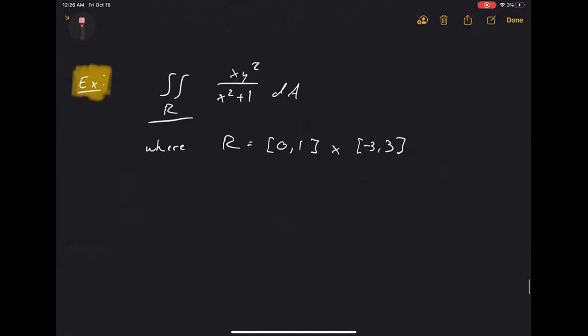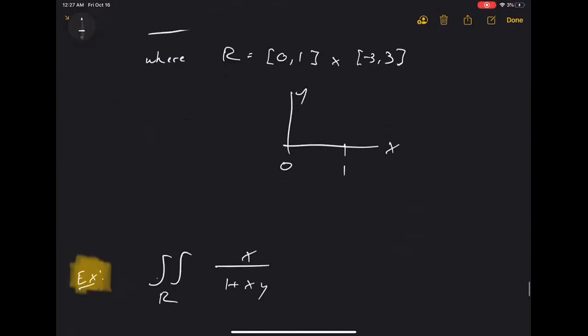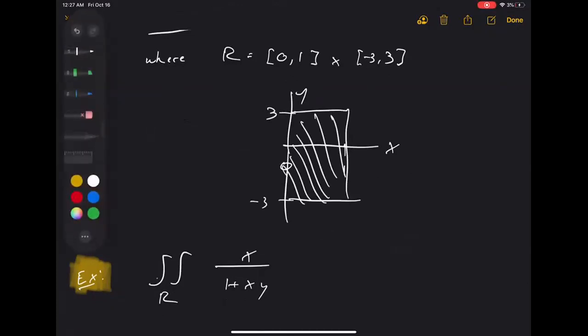What is this? Let's draw the region real quick in the XY plane. What is this region? This is my X interval, this is my Y interval. So my X is between 0 and 1, and then my Y is between negative 3 and 3. So my rectangular region is this.